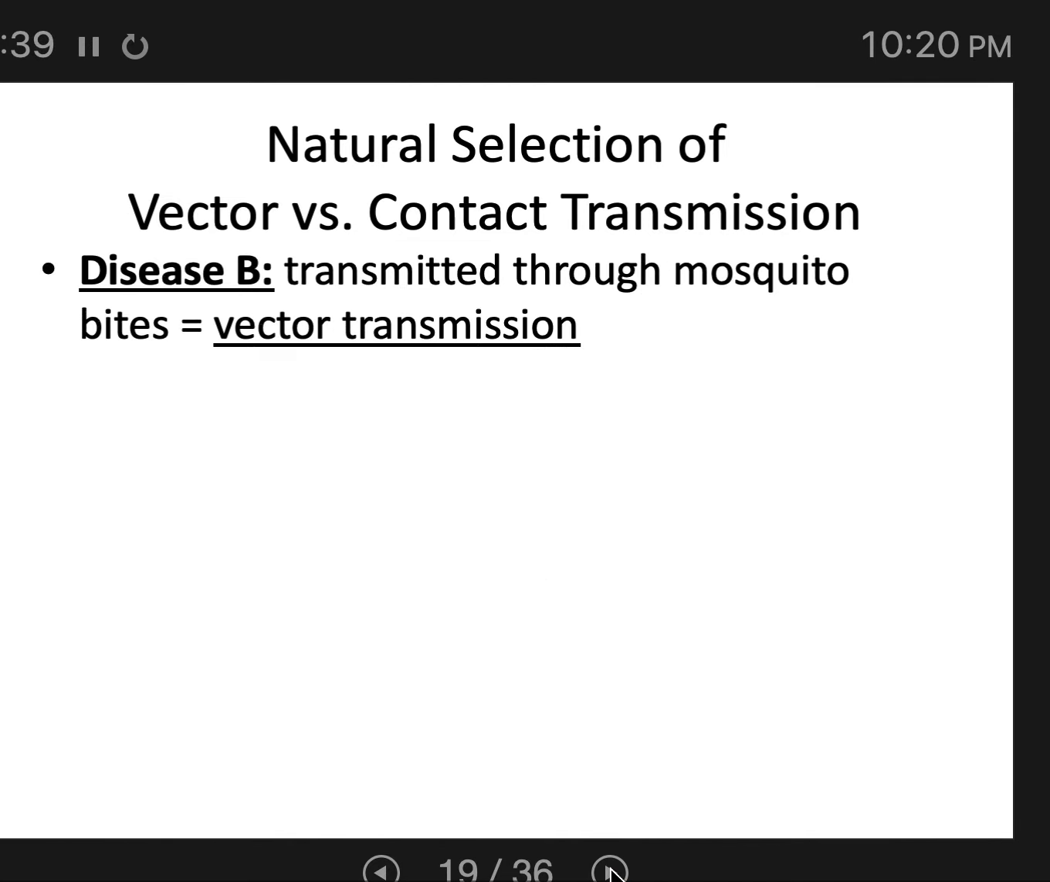Let's look at disease B now. Disease B is transmitted through mosquito bites. It's vector transmission.